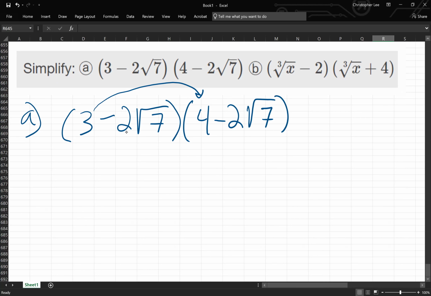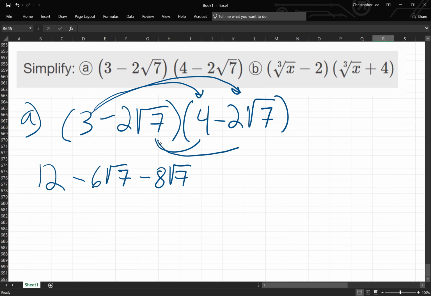First, 3 times 4, that's 12. Then outer: this is 3 times negative 2 square root 7, which gives me negative 6 square root 7. Inner gives me negative 8 square root 7. Last: a negative times a negative is positive 4, square root 7 squared.